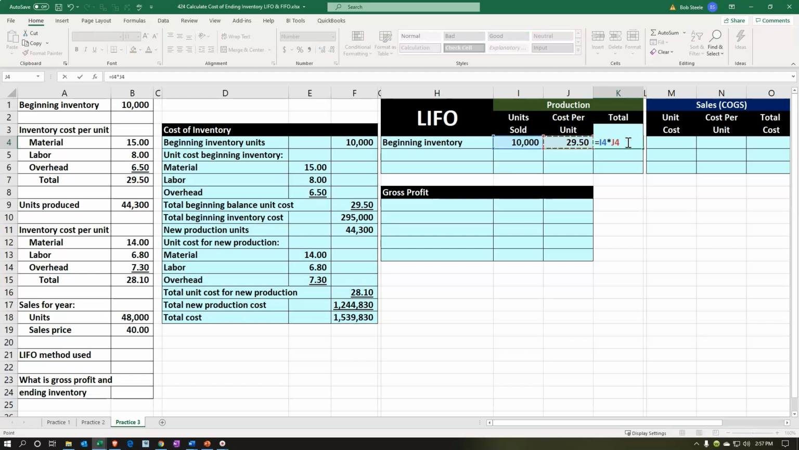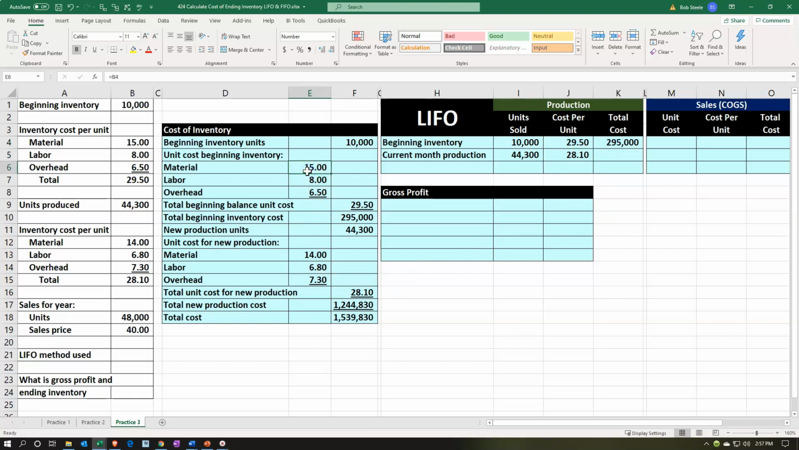10,000 times the 29.50. And then we have the current month activity that we made more inventory. More inventory was made. And we made 44,300. And the unit cost was 28.10. Let's add some pennies there. Now notice it went down in price. That could happen. Why did that happen? Because the materials went down in price.